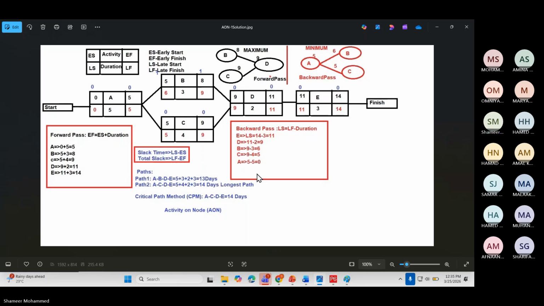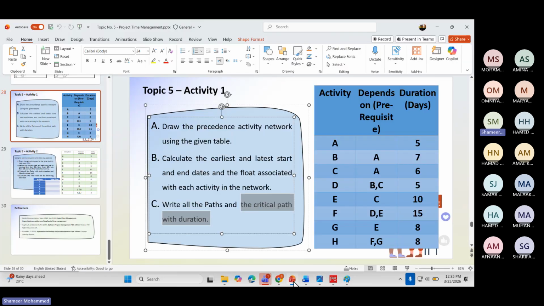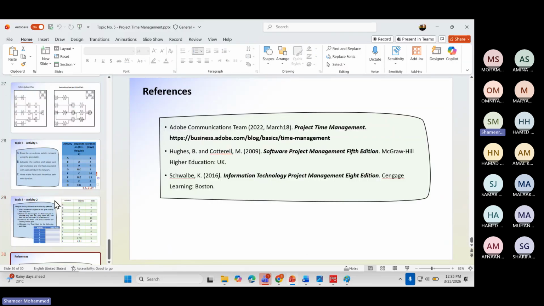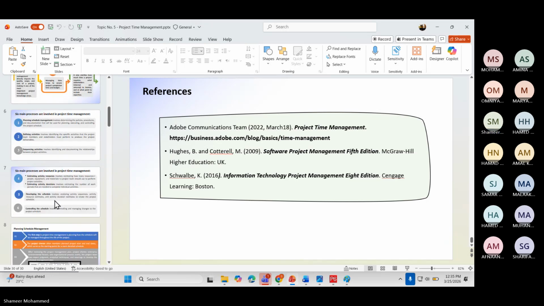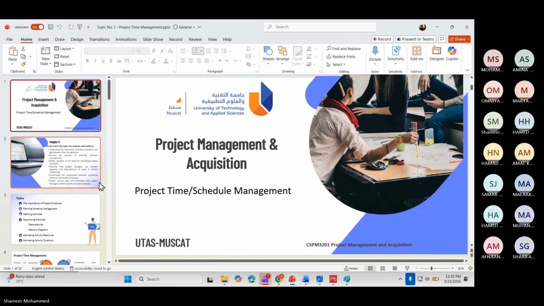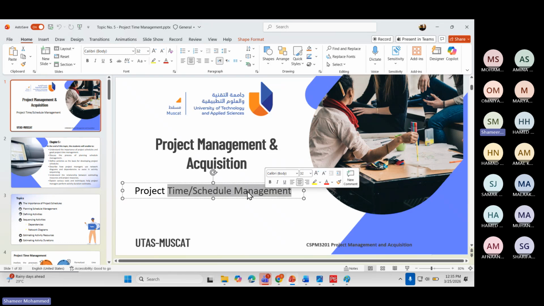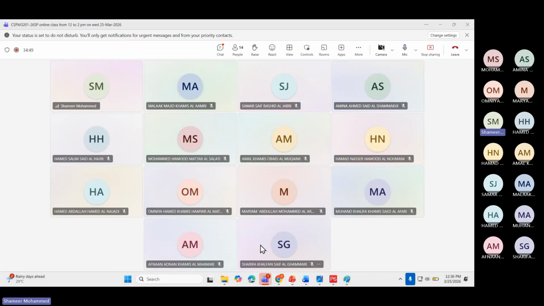Understand? This is clear, students? Yes or no? Yes. So now you have the idea how to schedule your project and how to manage your project using all these tools and techniques. This is called time management or schedule management. Okay. Now, shall I move to the next lecture if you don't have any doubts here?